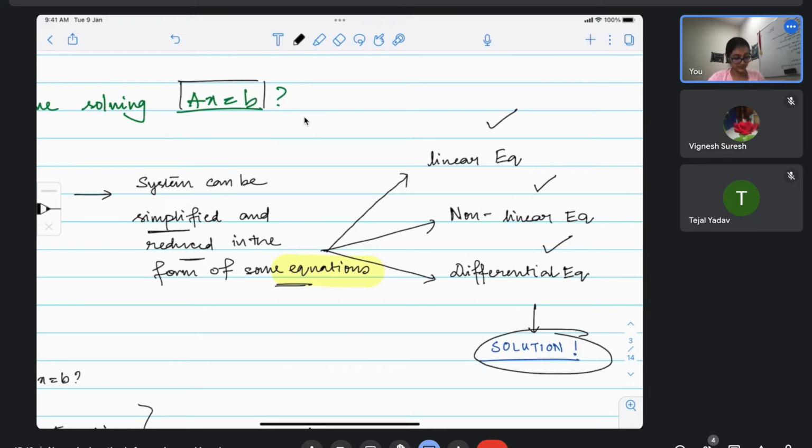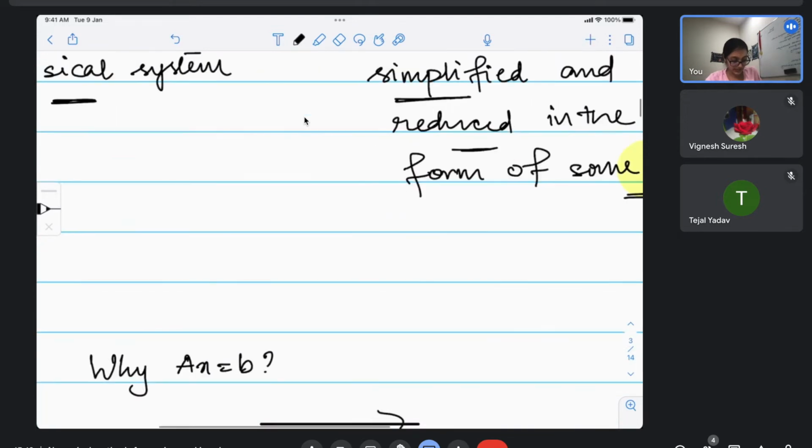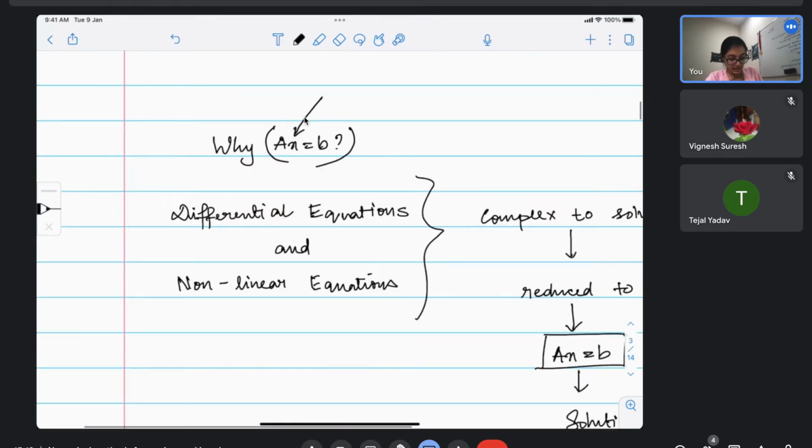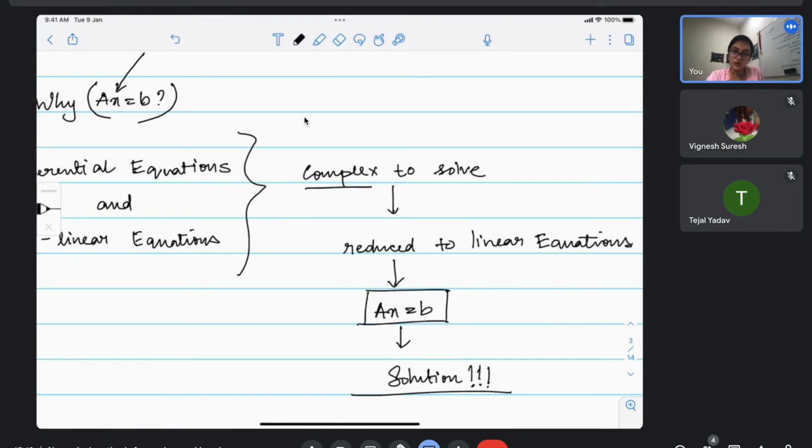solution for these equations. Okay, now we have written it in terms of Ax equal to b, and when we are trying to find the solution, we try to find out the value of this vector x. But why is this Ax equal to b so important, and why are we trying to find it? The idea here is whether they are differential equations or nonlinear equations or any other complicated form of equations, they are a bit complex to solve and they can all be reduced to linear equations. Once they are reduced to linear equations, you can write it as Ax equal to b.